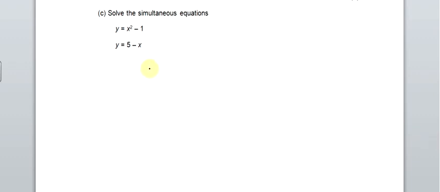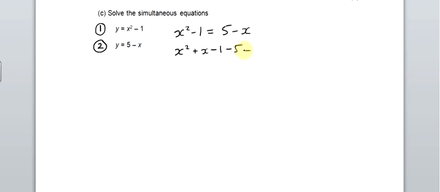Finally, we have a quadratic simultaneous equation. Equation number 1, equation number 2. And notice they both equal y. Well, if they both equal y, we can say that x squared minus 1 equals y, but hang on, y equals 5 minus x. So we've eliminated the y's there. And now we can just rearrange it. And now it's equals 0. Now there's a 0.